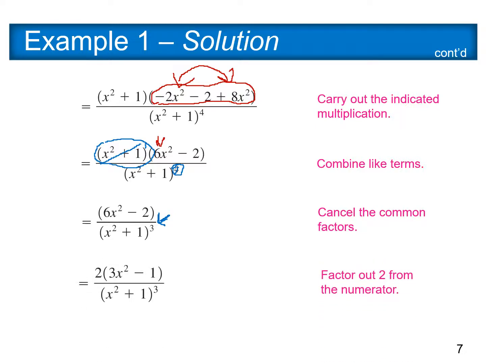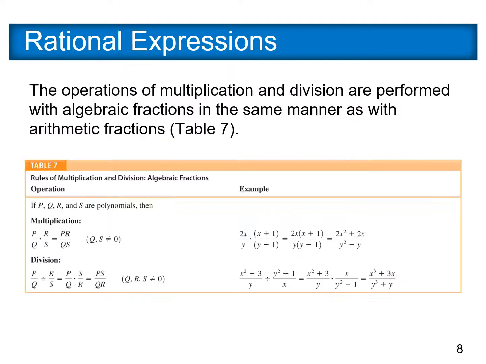Finally, if you wish, you could also factor 2 out, because I have a 6x squared minus 2. I could factor the 2 out to simplify, but to be honest, this part is not absolutely necessary.